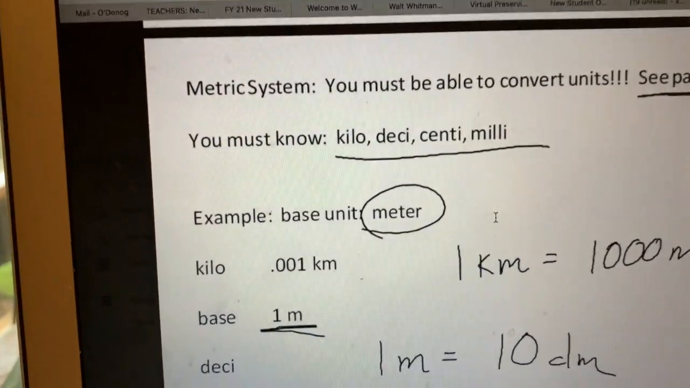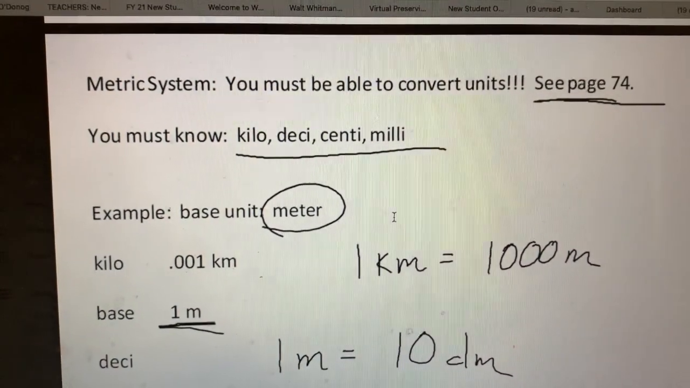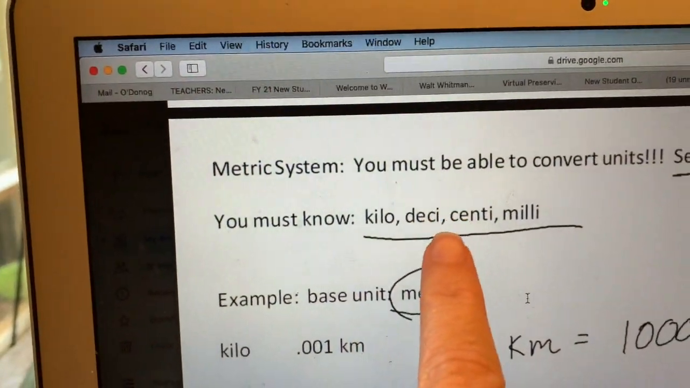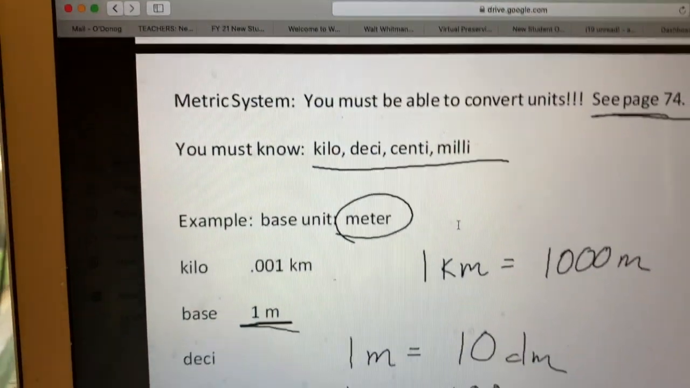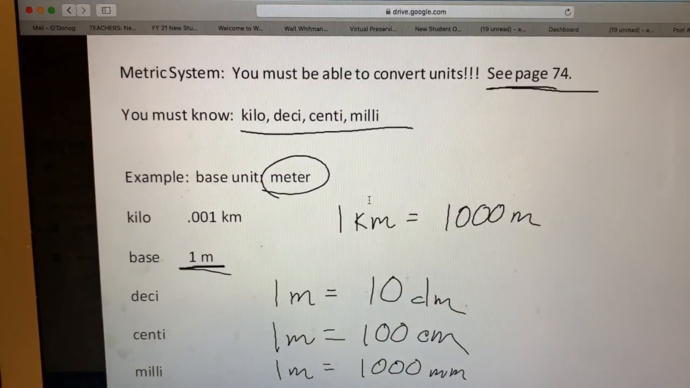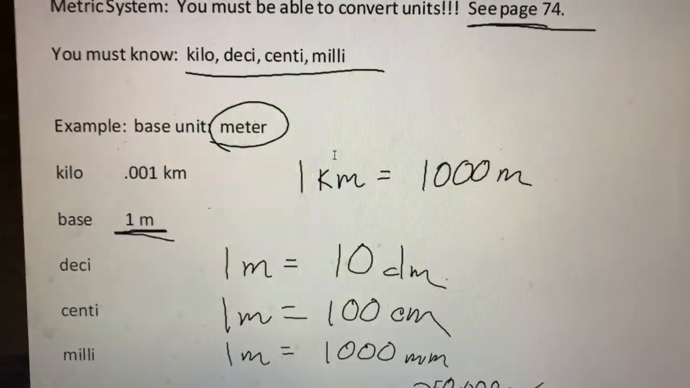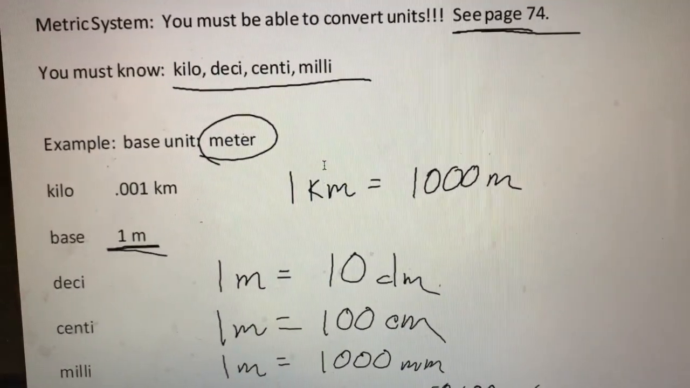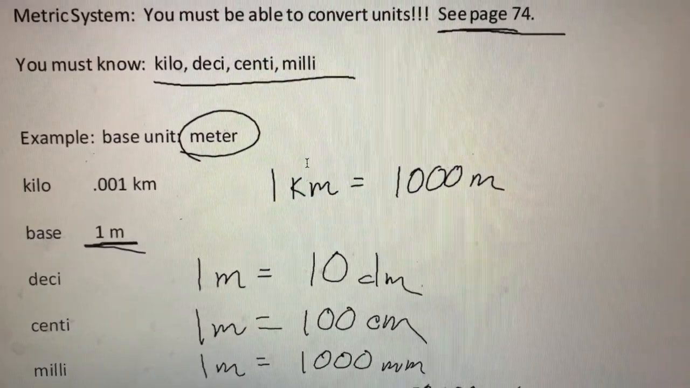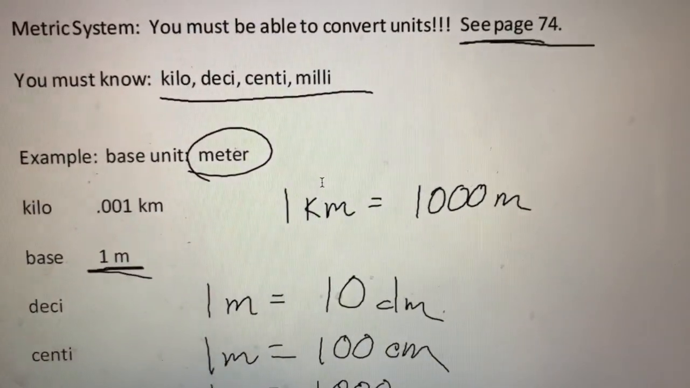There are a lot of other prefixes, pico, nano. You don't need to know those. You need to know kilo, deci, centi, and milli. I'm going to talk through the way that I memorize this. You can certainly memorize it any way you want to. I base everything on the base unit, and memorize it as that goes.